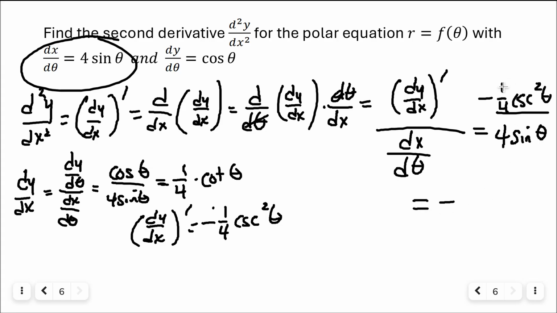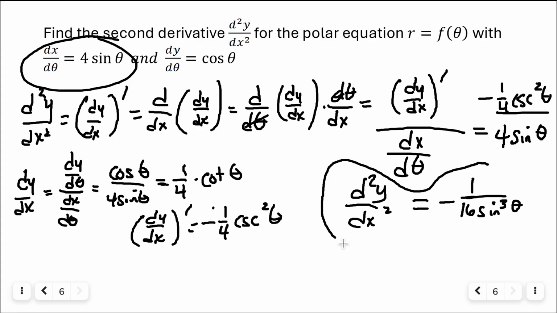It's negative 1/4 over 4, which is really 1 over 16. And then cosecant is really 1 over sine. So that's really 1 over sine squared times another sine, which is sine cubed. And that is the second derivative of y with respect to x in terms of theta. Okay, so again, it follows the same rationale as when we worked with parametric equations.